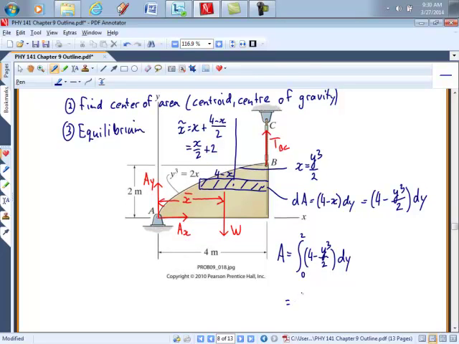The antiderivative of 4 is 4y. The antiderivative of y cubed over 2 is y to the 4 over 8. We're going to evaluate that between 0 and 2. And at 0, both of those terms are 0. So we really only have to evaluate it at 2. So 4 times 2 is 8 minus 2 to the 4, which would be 16 divided by 8, 2. So this was 8 minus 2 equals exactly 6.